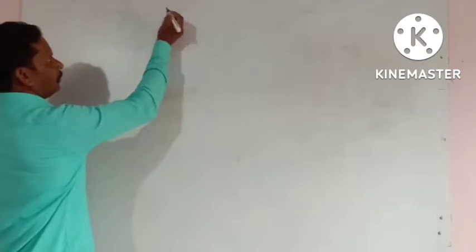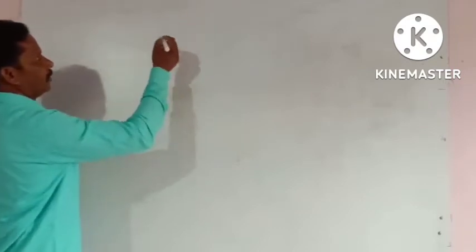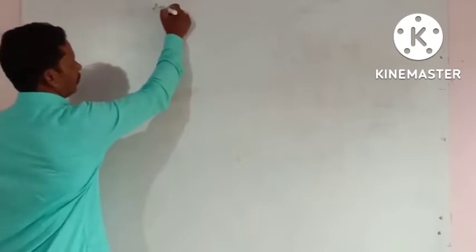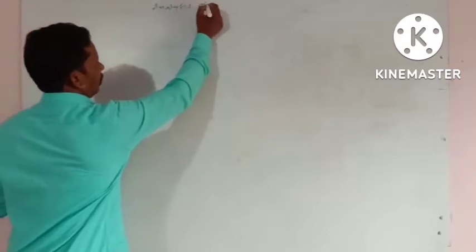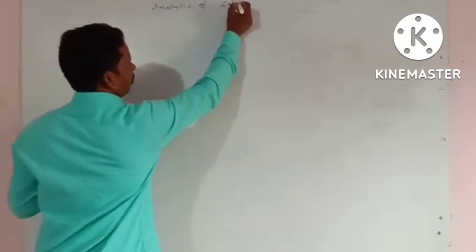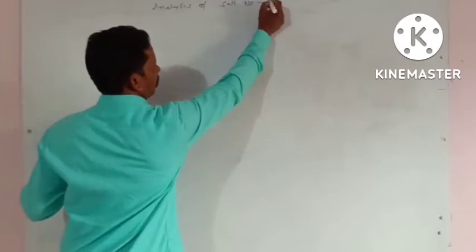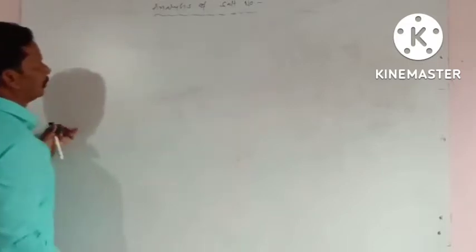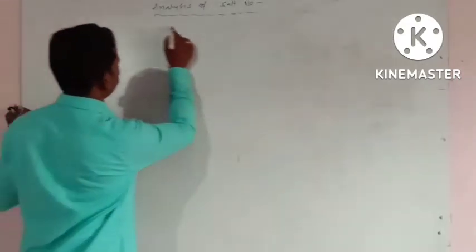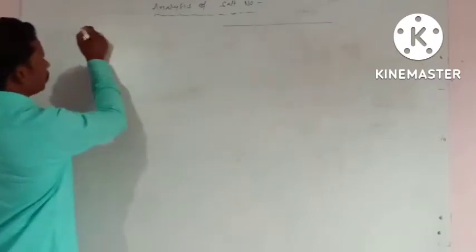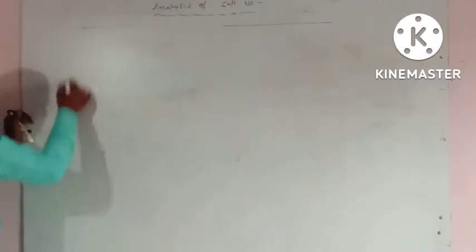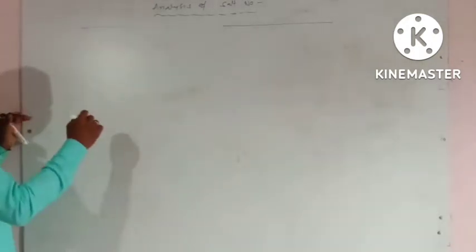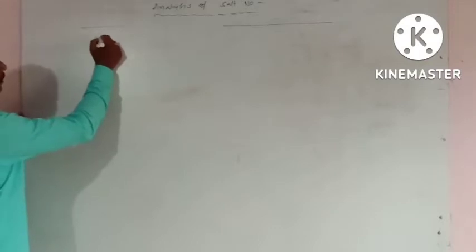Here there are 24 salts. I am writing: analysis of salt number, for example salt number 1 or 2, whatever it may be. So this is the heading in the record. You will have to consider it a record. On the top of the page you will write the salt analysis of salt number 1. Then first, preliminary test.